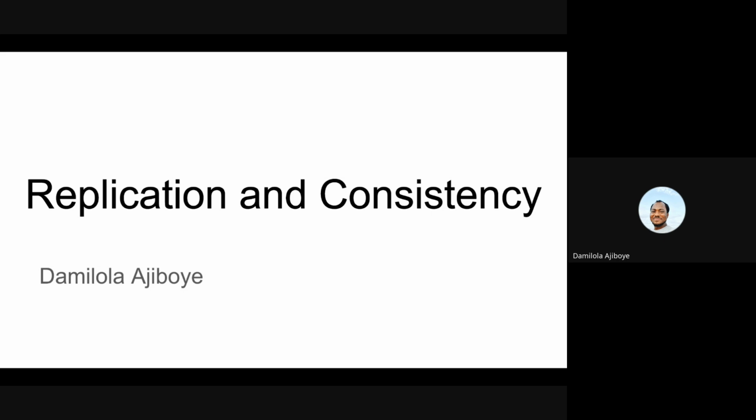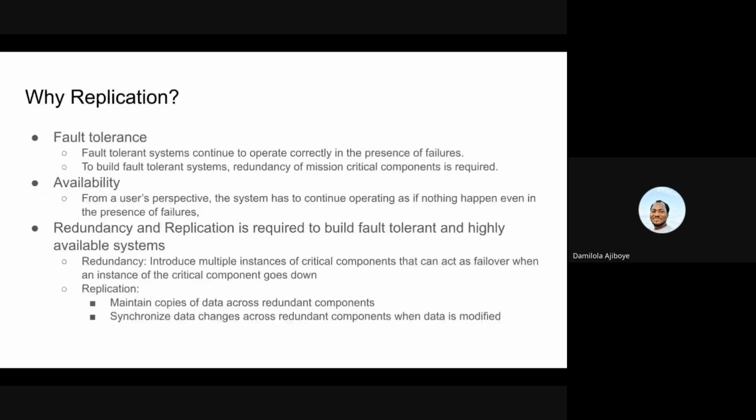Just to recap, last week we looked at leader election, which was basically looking at some algorithms that help decide what nodes in a distributed system get selected as the leader or the primary node. This week we'll be looking at replication and consistency.